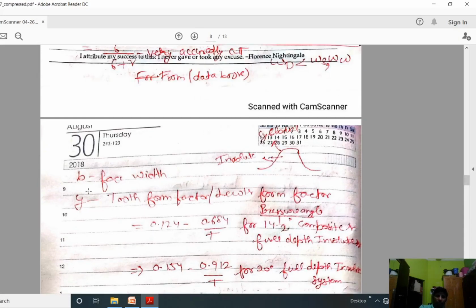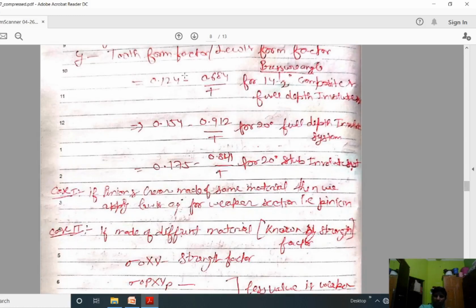And you know that B is denoted by face width, Y is the tooth form factor, and the formula for the Lewis form factor is different for different conditions. As you know, 0.124 minus 0.684 divided by t, where t is the number of teeth on the gear, maybe teeth on pinion and teeth on gear also. If we have to find it for pinion, we take TP, and if we have to find it for gear, then we take TG.